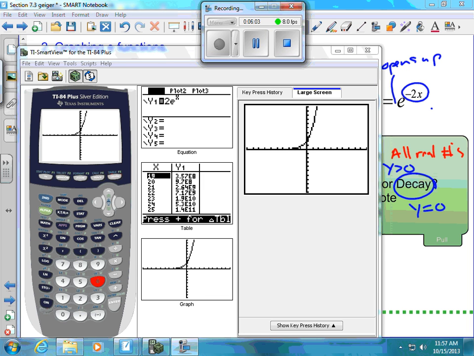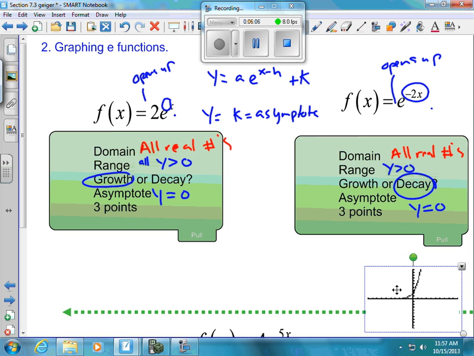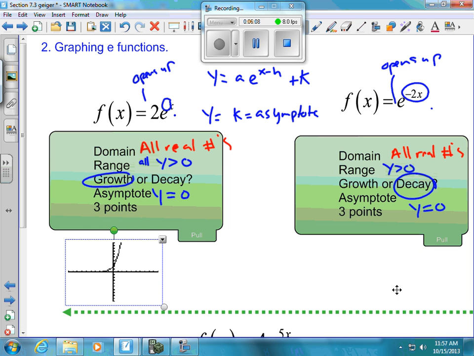So here is the graph. I changed my window to a more standard window. Here's what the graph looks like. You can see a growth function as I trace the actual graph. It starts out kind of flat and then it takes off. Growth function. Okay, it will continue in both directions forever and ever.